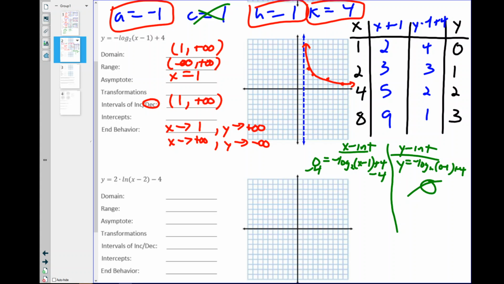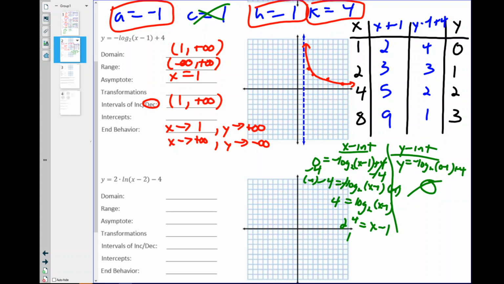Minus 4 minus 4. So negative 4 is equal to negative log base 2 of x minus 1. I got to get rid of the negative. So if I multiply by negative 1, that knocks out this negative in front. Same thing here. So I get 4 equals log base 2 of x minus 1. How do I get rid of a log? Change to exponential. So now 2 to the 4th is equal to x minus 1.